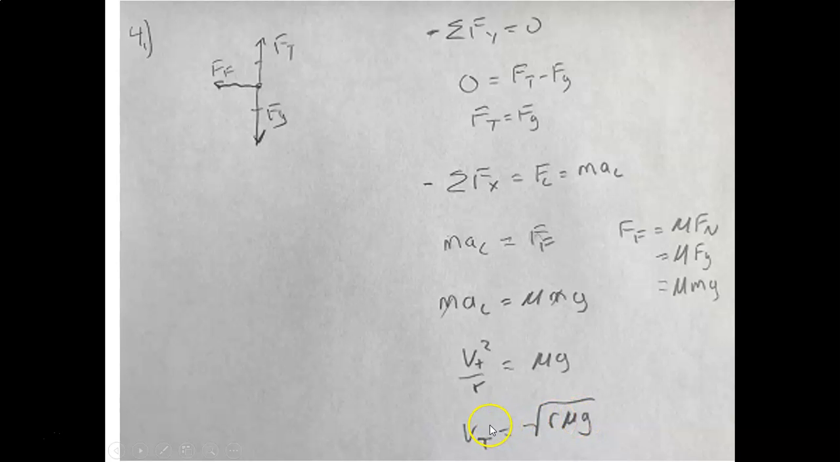So this is the maximum speed when all the forces are perfectly balanced. Friction is maxed out. Remember, this is my maximum friction. So this is spinning at a tangential velocity where the friction is maxed out.